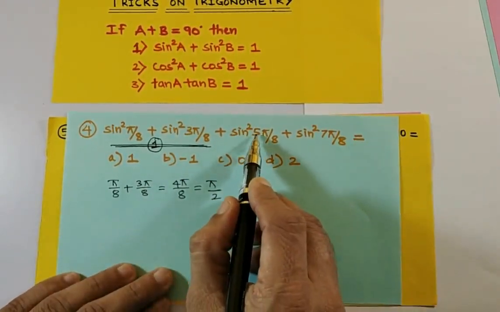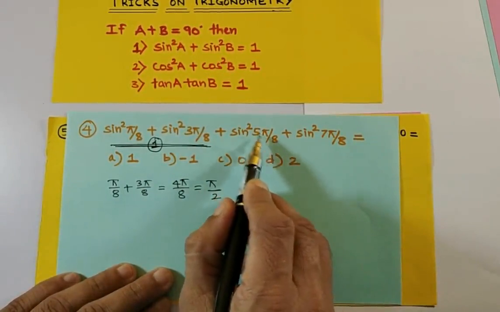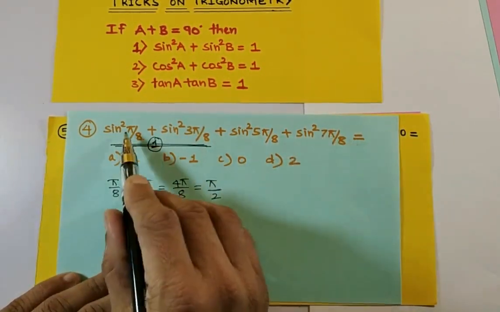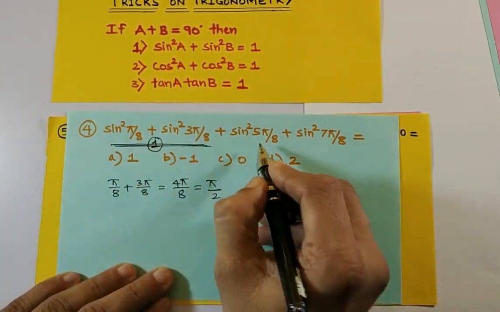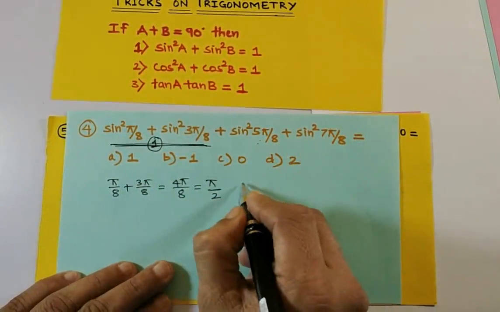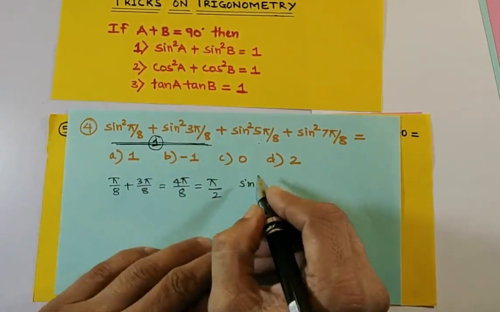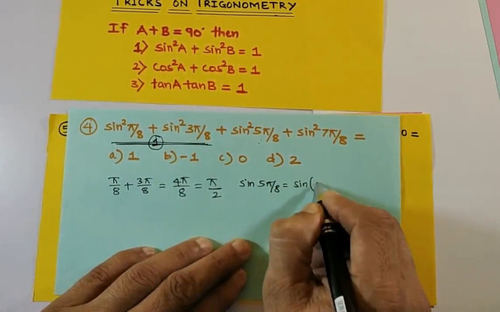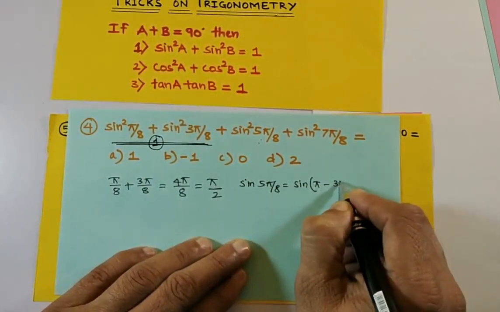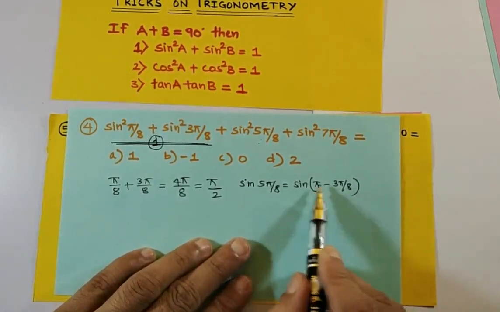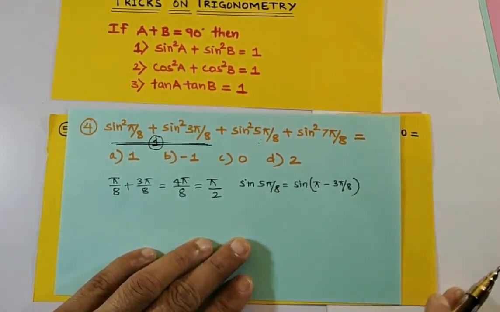Sum of these two is 1. Now here, if you see, the difference of 5 and 8 is 3, and the difference of 7 and 8 is 1, that is 1 pi. So for these two terms, I can write sin 5 pi by 8 as sin of pi minus 3 pi by 8. Clear? So if you take LCM, you will again have 5 pi by 8.